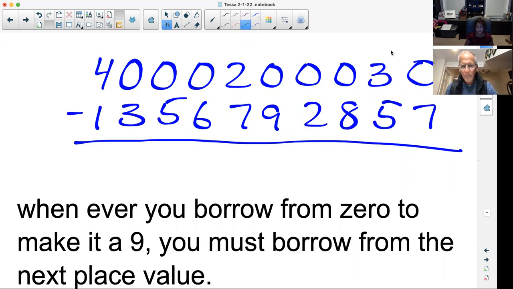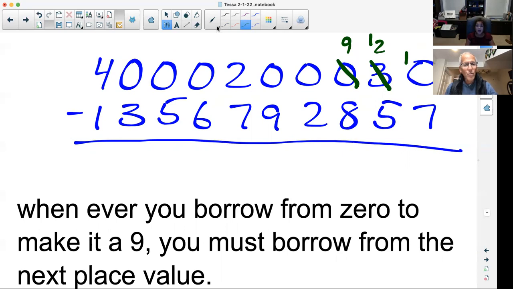Okay, so 0 is too small for 7. So I make it into a 10. And then we borrow that from the 3, which becomes a 2. But 2 is too small for 5, so we have to make it into a 12. And then we borrowed that from the 0, which becomes a 9. And 9 is good for 8. And then 0 is too small for 2, so we make it into a 10. Tessa, stop.